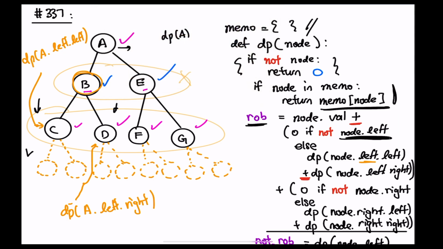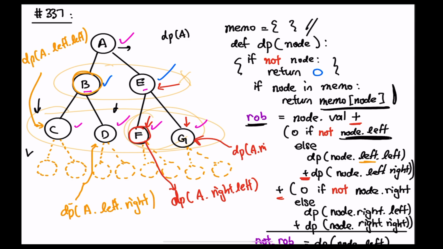You'll be adding that value to this, and plus we also have to look at this guy, right? If node dot right is empty, then we just return 0. But if it is not empty, then we have to look at its children below. So that will be what? This guy will be dp of A dot right dot left, and this one will be dp of A dot right dot right. You add them up, and you have 4 additions going on here. So that's when you decide to rob this house A.